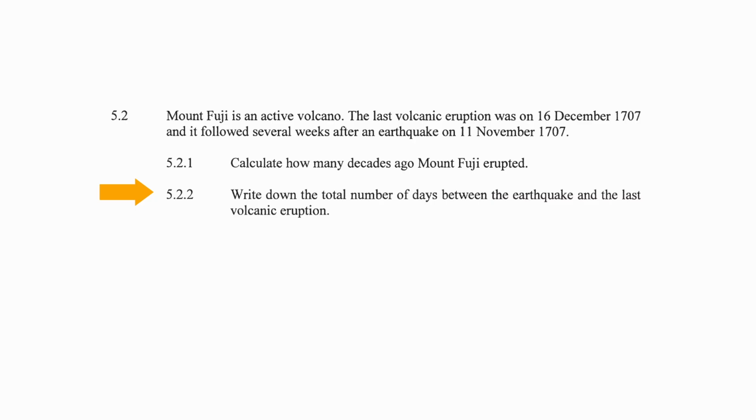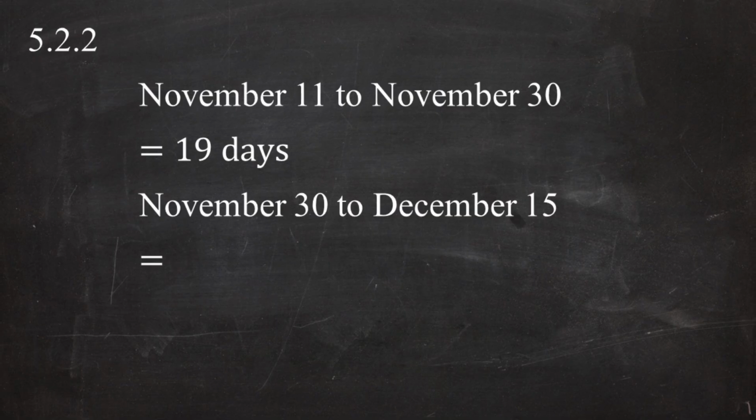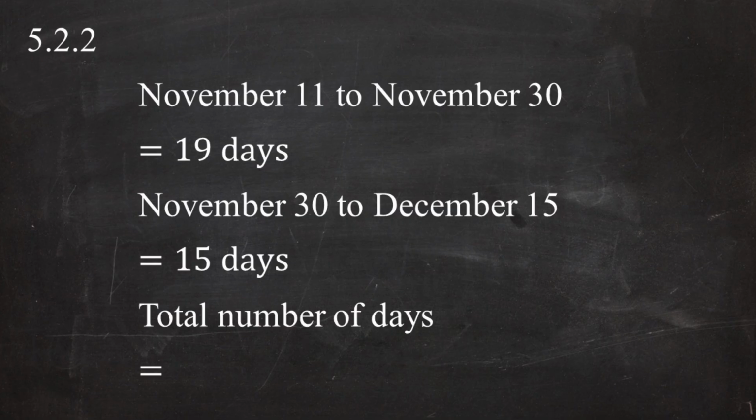In question 5.2.2, you have to write down the total number of days between the earthquake and the last volcanic eruption. Now we should know that there are 30 days in November. From the 11th of November, which is the day that the earthquake happened, to the 30th of November will be a total of 19 days. Then from the 30th of November to the 15th of December, which is the day of the eruption, will be 15 days. So the total number of days between the earthquake and the last volcanic eruption will be the sum of these two values, which equals 34 days.